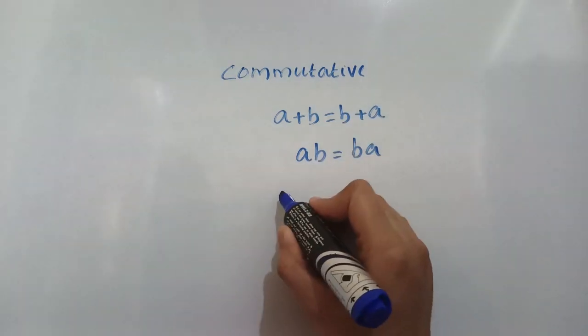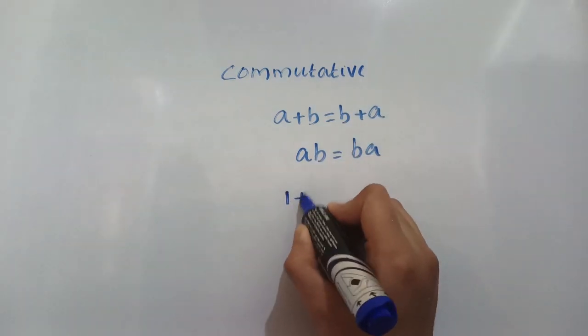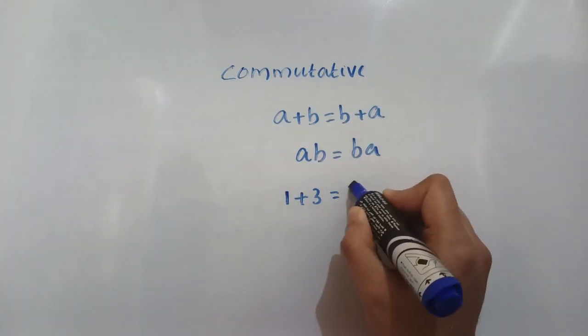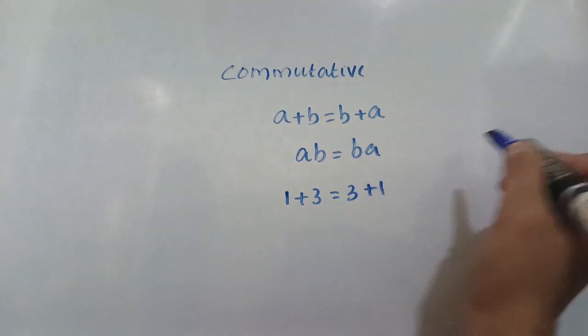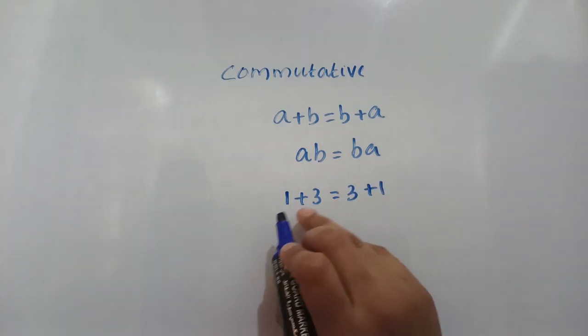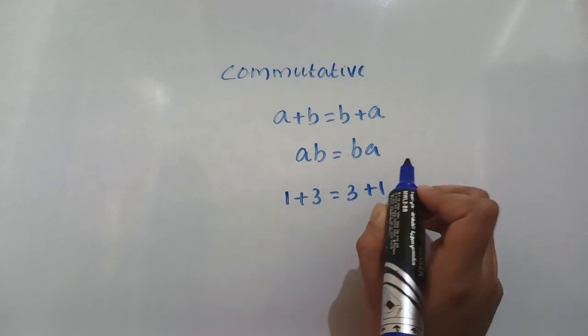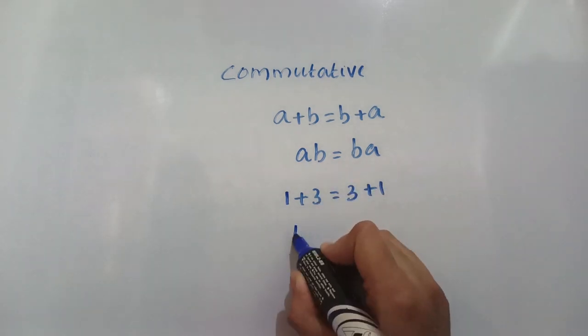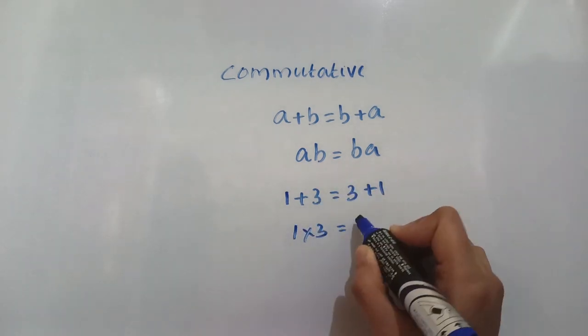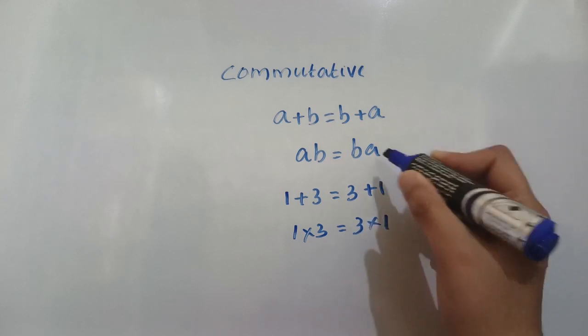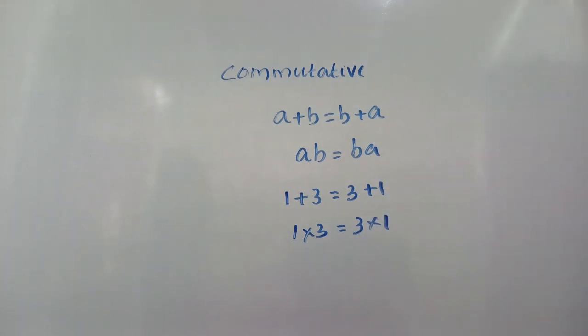For example, 1 plus 3 is equal to 3 plus 1. If we change the position of the numbers, the answer is equal. 1 into 3 is equal to 3 into 1. This is for multiplication.